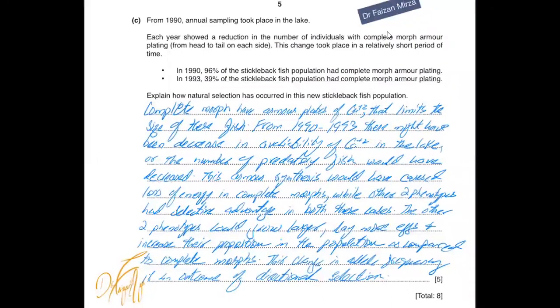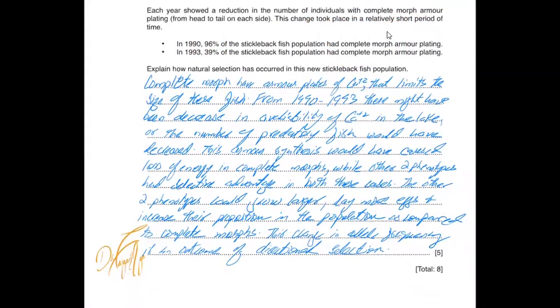Further, they say from 1990, annual sampling took place in the lake. Each year showed a reduction in the number of individuals with complete morph plating from head to tail on each side. This took place in a relatively short period of time. In 1990, 96% of fish had complete morph. In 1993, 13% had complete morph. So you can see the complete morph actually decreased. Why did it decrease? Because we know that complete morphs need a lot of calcium. This information was already given to us, so we need to relate this to what is happening here.